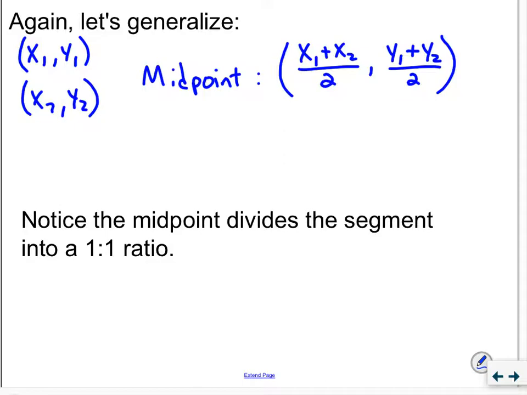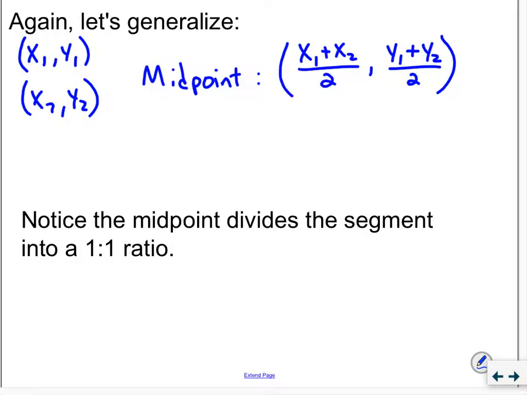Now, more importantly, do you notice that the midpoint divides the segment into a 1-to-1 ratio? Remember we did the centroid before, that was a 2-to-1 ratio where one part was twice as big as the other, or one piece was half the other one? Notice now that the midpoint divides it into a 1-to-1 ratio where both pieces are congruent. Just wanted to clarify that because I know something is coming down the road and you're going to have to handle it. All right, so we got distance, we got midpoint.